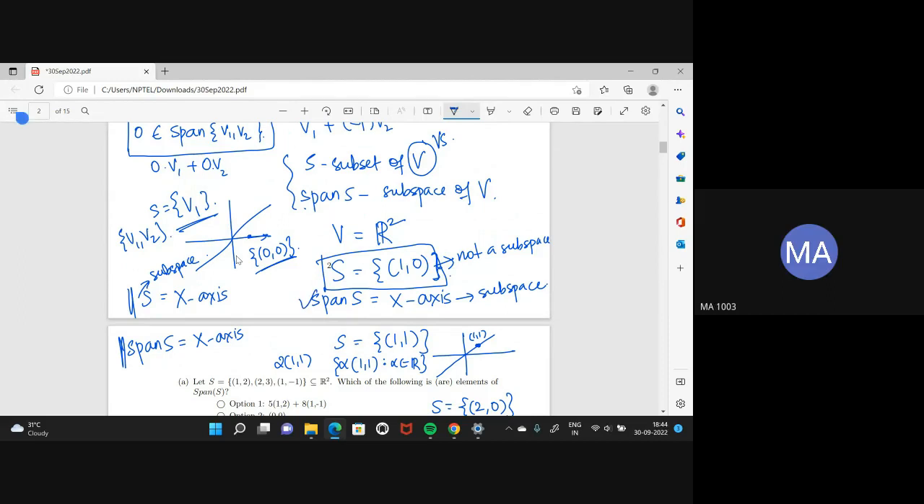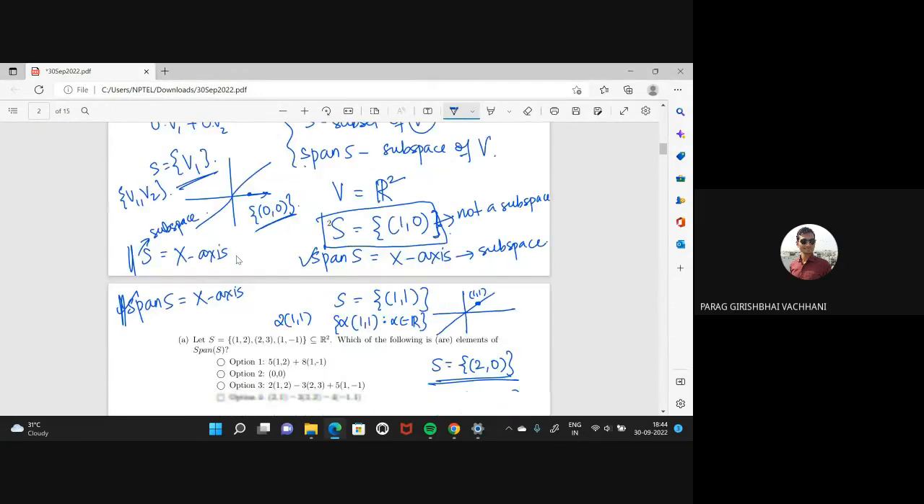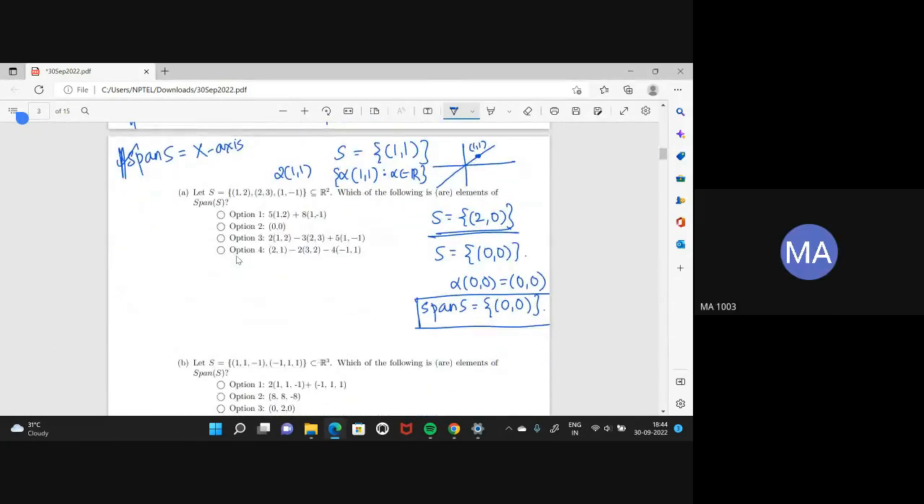Here we have span of S is the x-axis. Here also we have span of S is the x-axis. Here we have a subspace. Here we don't have a subspace. Right? Okay, got it, madam. Okay. What is the span of (1, 1) and (1, 0)?